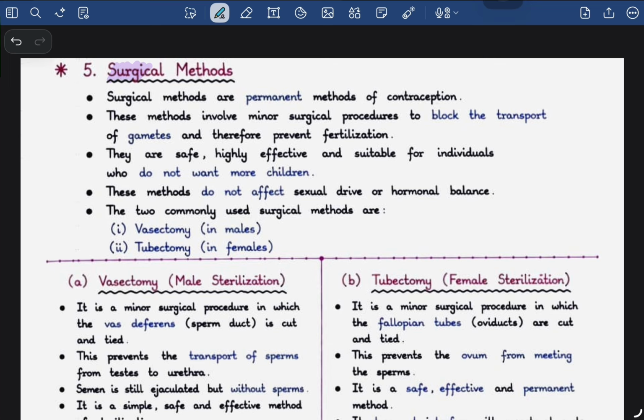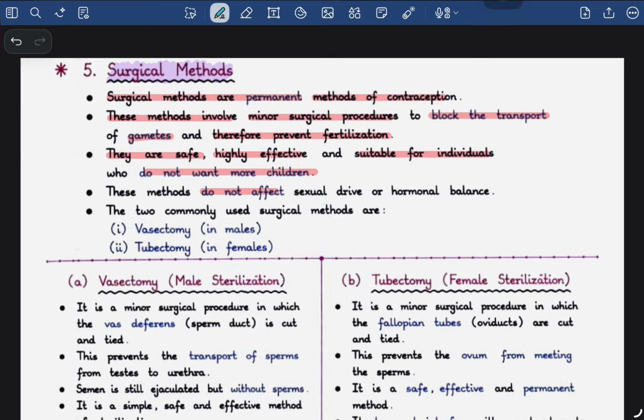This is basically a non-reversible method. ये एक non-reversible method है. Surgical methods are permanent methods of contraception. These methods involve minor surgical procedures to block the transport of gametes and therefore prevent fertilization. They are safe, highly effective, and suitable for individuals who do not want any more children.